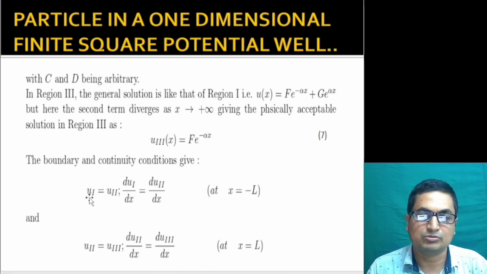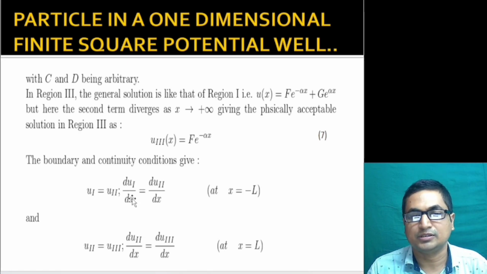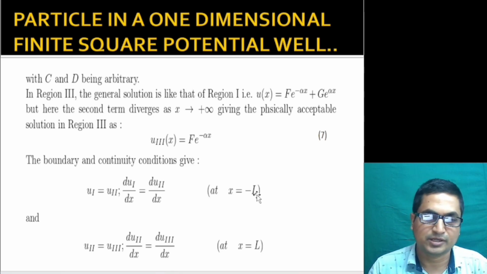Now the boundary and continuity conditions are these: at the boundary of the first and second regions, the wave functions are continuous. So the wave function in region 1 is equal to the wave function in region 2. Similarly, their first derivatives are also continuous. So the differentiation of psi in region 1 is equal to the differentiation of the wave function in region 2, at x equal to minus L.